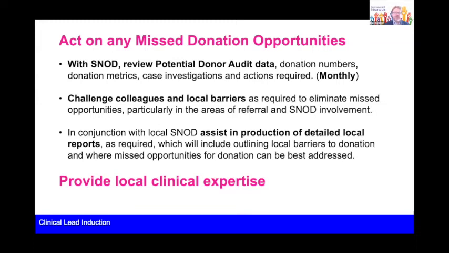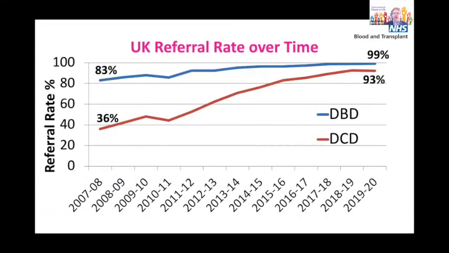So what have we achieved over time? I point to two big graphs. One is our referral rate of any potential organ donor. When we began this process, you can see that for donation after brain death, it was 83% referral, and for donation after circulatory death, down at 36%. We have over the years built that with increasing improvements.